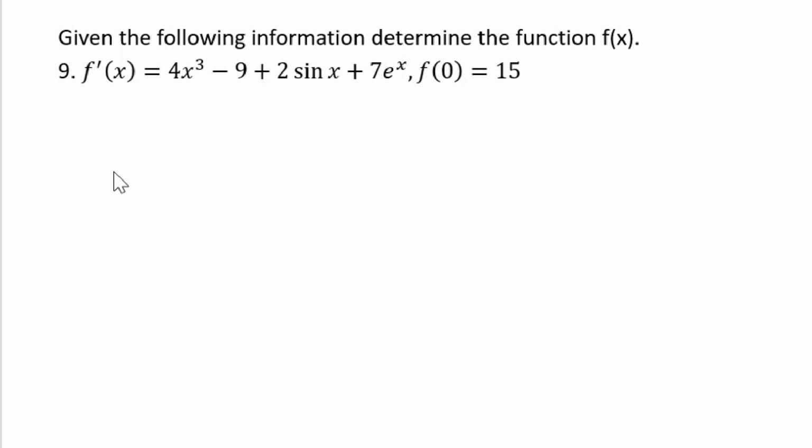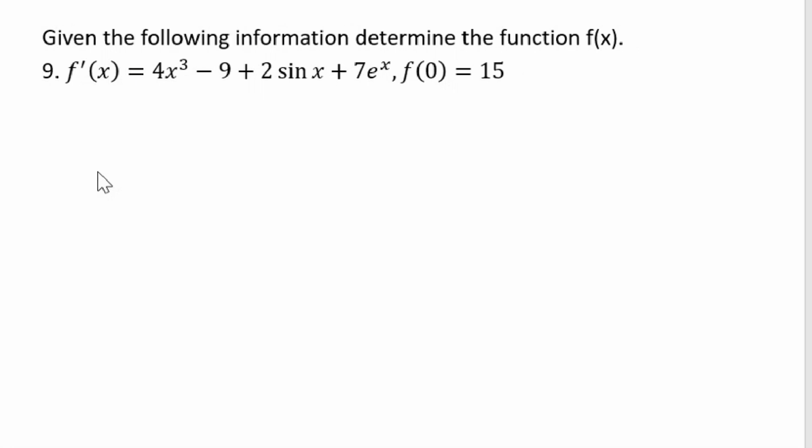Okay, for number 9 and 10, we have here, given the following information, determine the function f of x. So number 9, f prime of x is equal to 4x cubed minus 9 plus 2 sine x plus 7e raised to x, and f of 0 is equal to 15. First of all, we are going to solve that using this formula: f of x is equal to the integral of f prime of x dx.